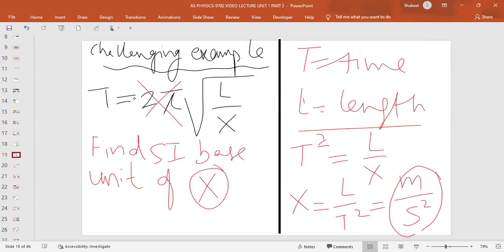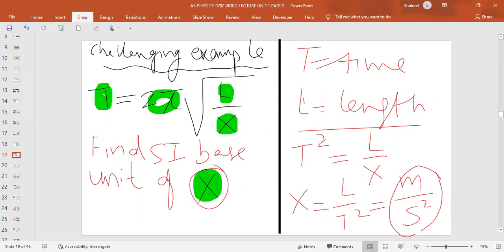Okay, again, there is a challenging example. The expression is written over here, which is T equals 2 pi root L over X. You have to find the SI base unit for X. You know that 2 pi does not have any unit, it is a number, so you can ignore that. You can make X the subject, then substitute the units and simplify. Do it yourself, although it is done over there, and its answer comes out to be meter per second square.